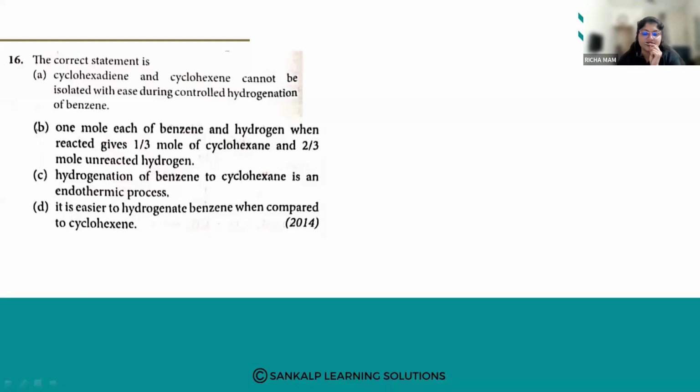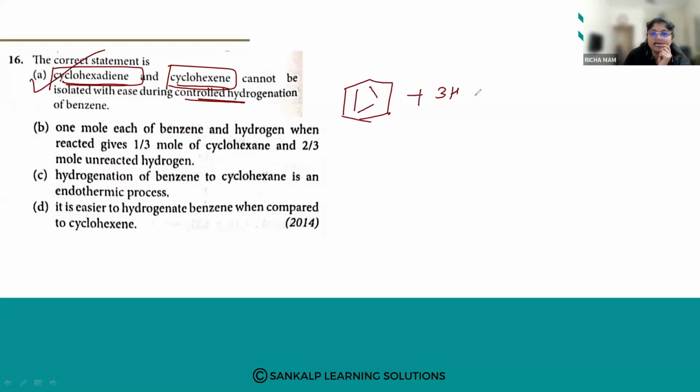Now when we see the hydrogenation process, cyclohexadiene and cyclohexene cannot be isolated when we are doing a controlled hydrogenation. Only one compound can be separated, so these two compounds cannot be separated with a controlled hydrogenation. So this is the correct statement. Suppose benzene is there and we add 3H2. We are adding hydrogen with nickel at 150 degrees Celsius. So what are we going to get? I'm going to get cyclohexane. The intermediates cannot be isolated during controlled hydrogenation of benzene. So option number A is the correct statement.